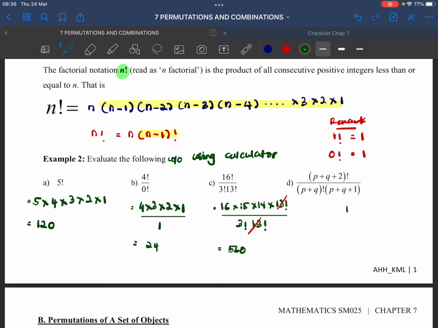Okay, so this is P plus Q plus 2. Boleh cari jawapan sendiri. So that is how you show the working for finding the factorial, instead of using calculator sahaja.